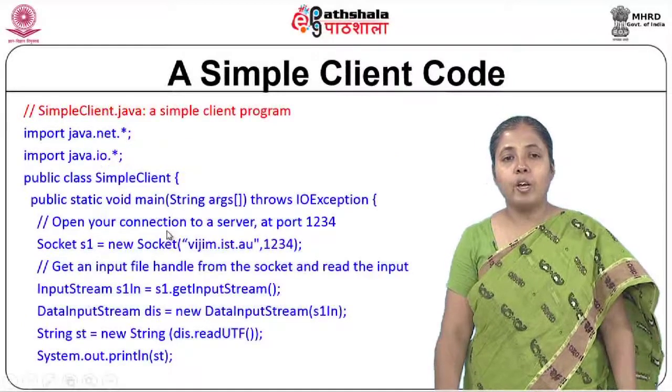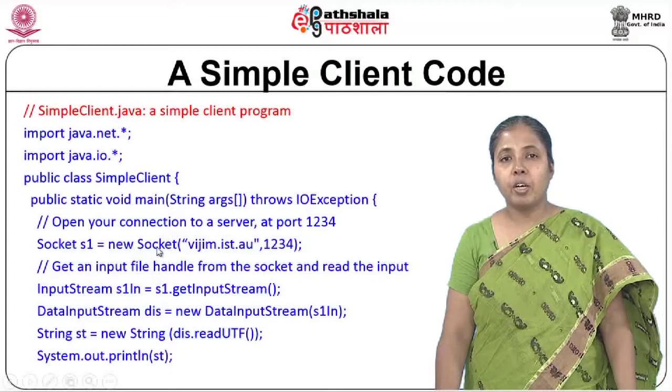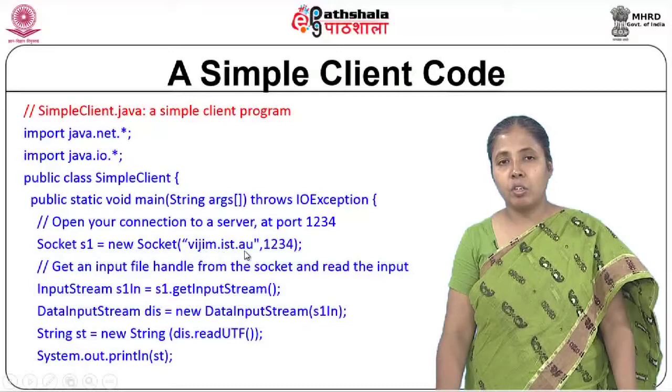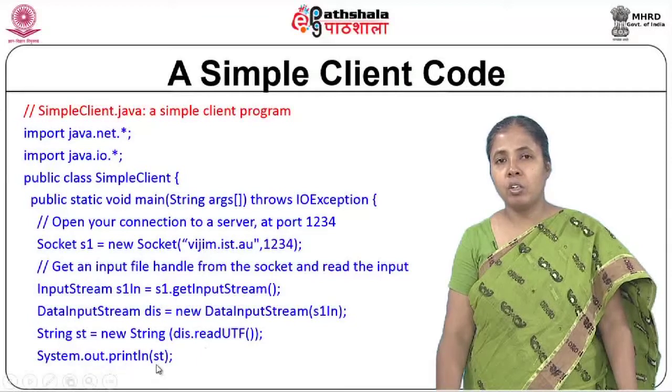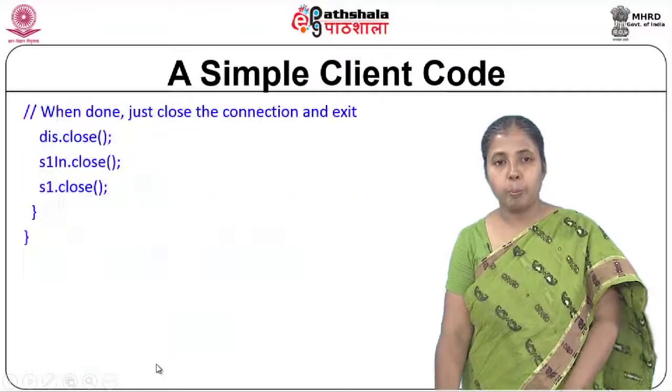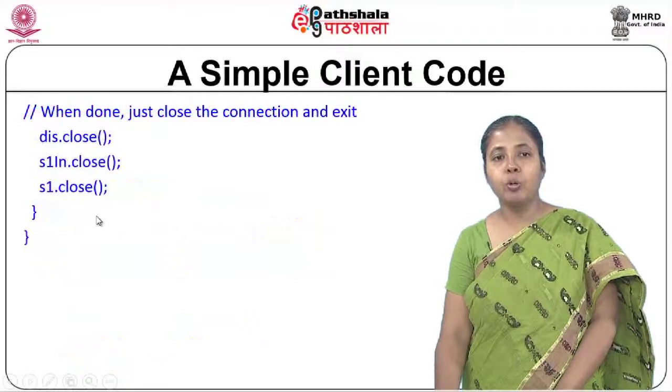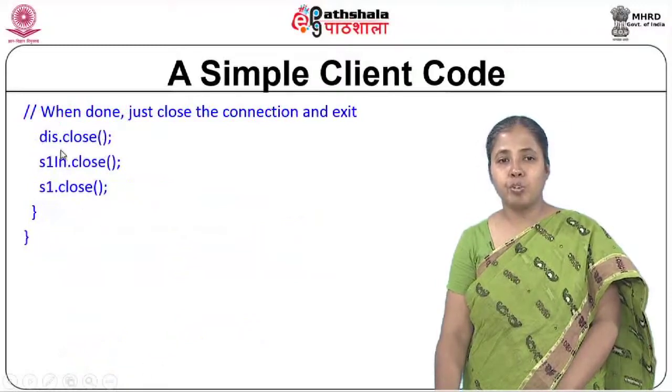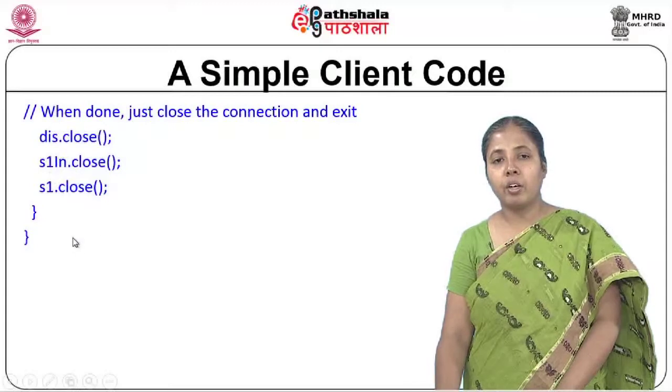And this is a simple client code. The client is making a connection to the server by creating a socket object. It gives the host name of the server, and it gives the port number where the server is waiting for the client request, and as usual you create an input stream through which you read the data that is sent from the server side, and it prints it on the console. And here you need to carefully close the data input stream and the socket streams.